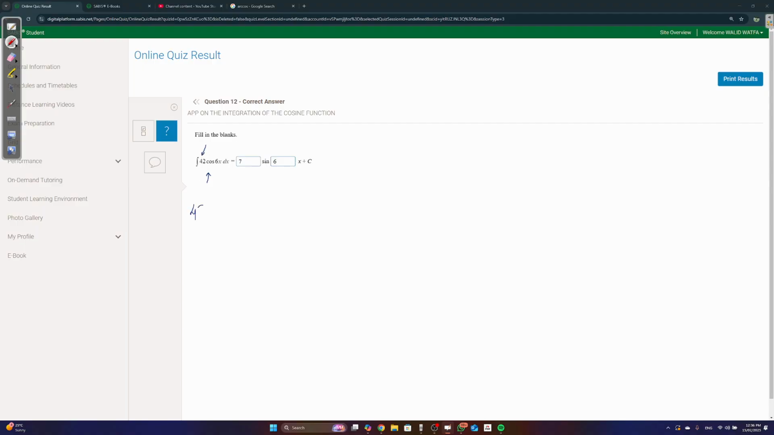Question 12. Integral of 42 cosine 6x dx. Always take the coefficient to the side. What's the integral of cosine? Negative sine? No, it's just sine. Whoa, what am I doing? With integrals, always do 1 over a first. So 42 times 1 over a, 6, right? Times sine 6x plus c. 7 sine 6x plus c.